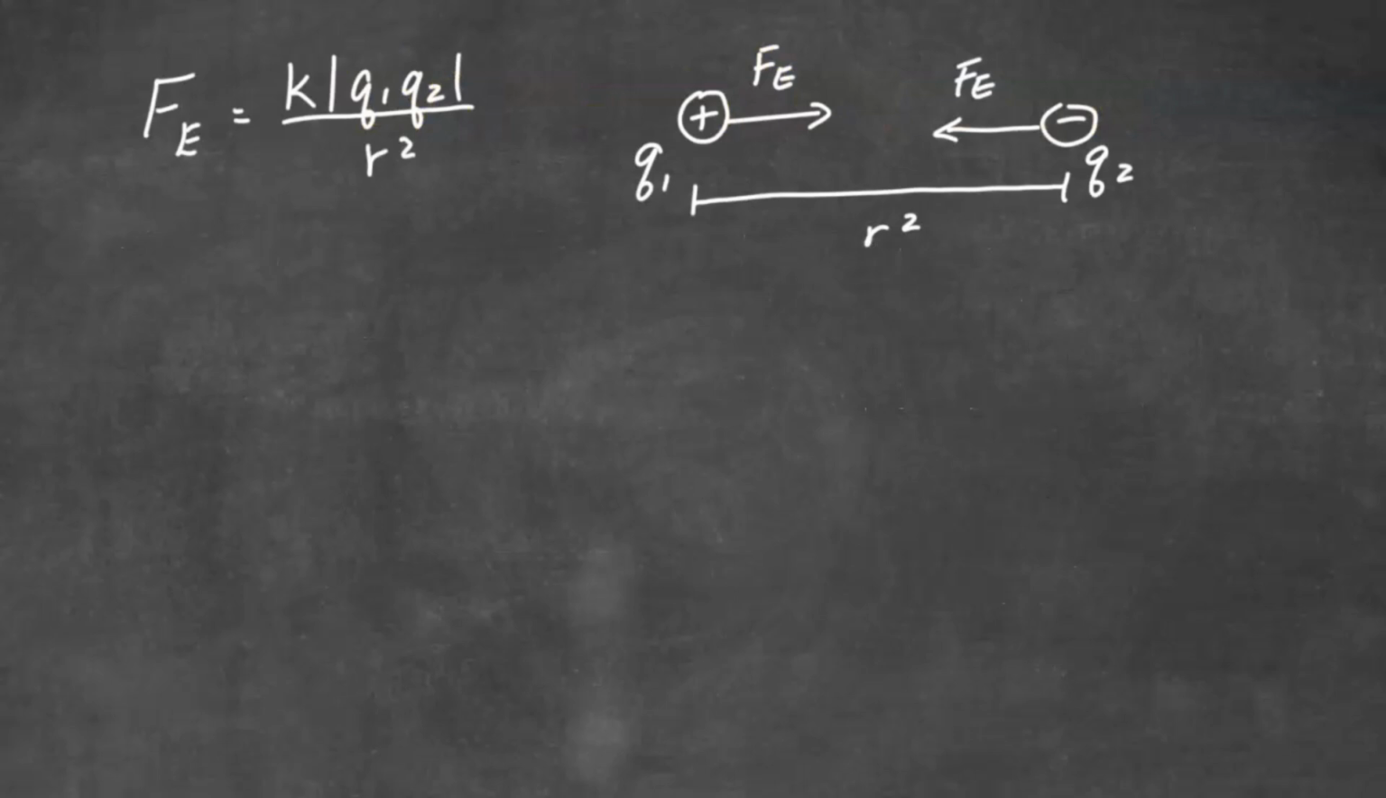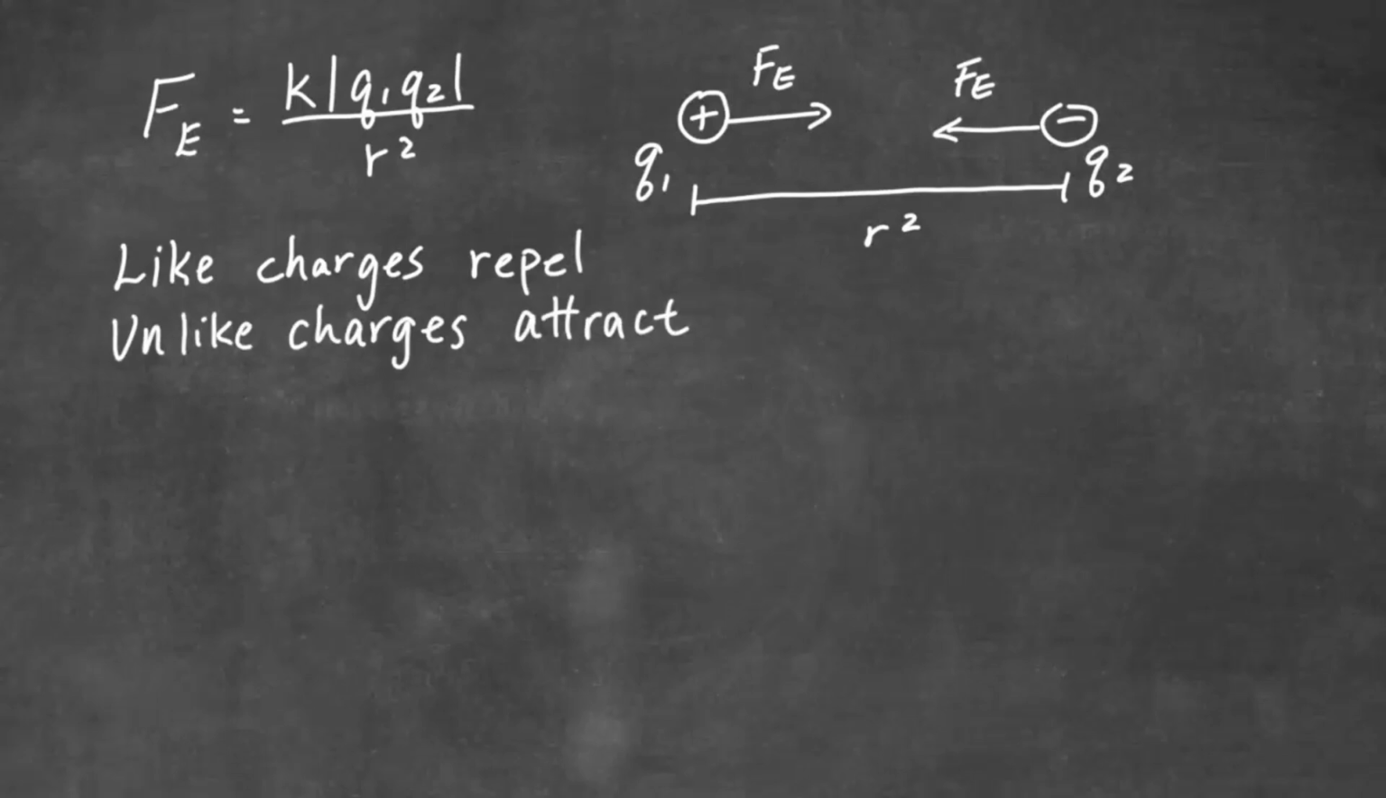Coulomb's law is most useful for calculating the magnitude of the electrostatic force. So you'll notice that for the charge, we use the absolute value of the charge. To find the direction of the electrostatic force, we remember the rule that like charges repel and unlike charges attract. Since force is a vector, it not only has a magnitude but also a direction.